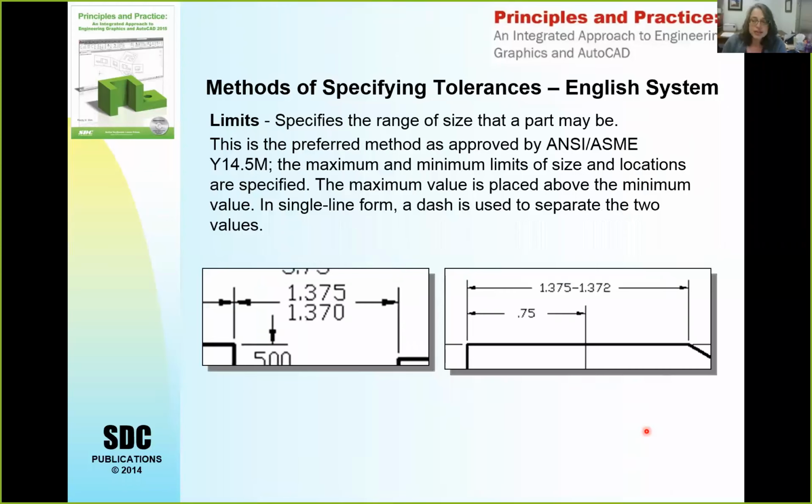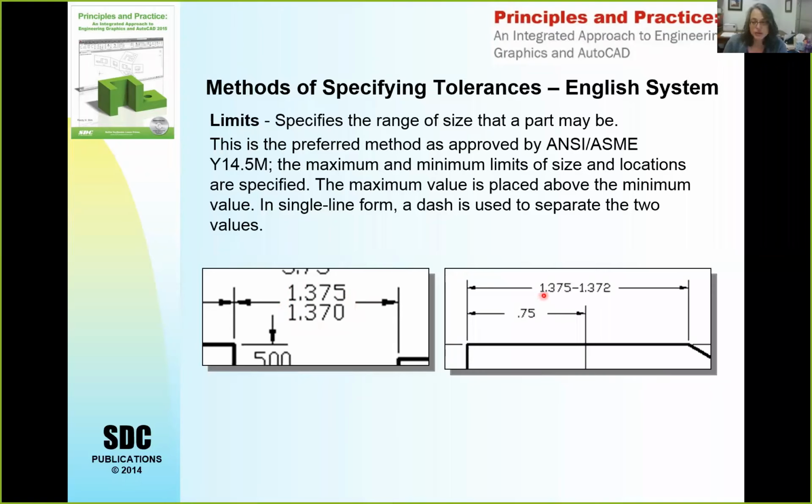There are different ways that we can specify tolerances. We can stack them one above the other. So this is the limits. In other words, we've got a maximum size of 1.375 and a minimum size of 1.370. The maximum size goes on top, the minimum size goes on the bottom.